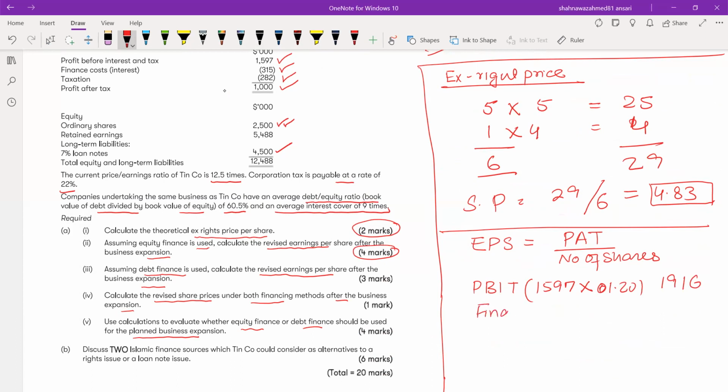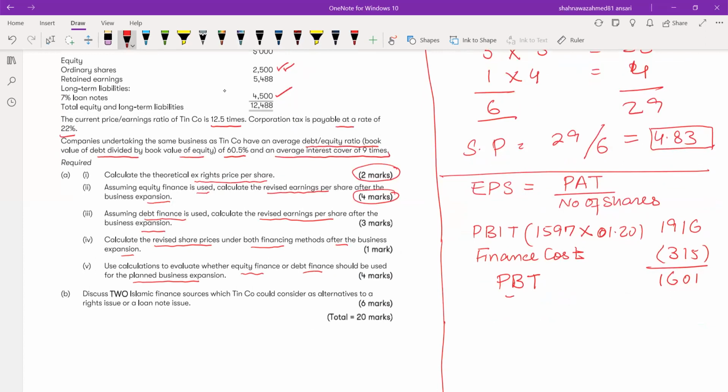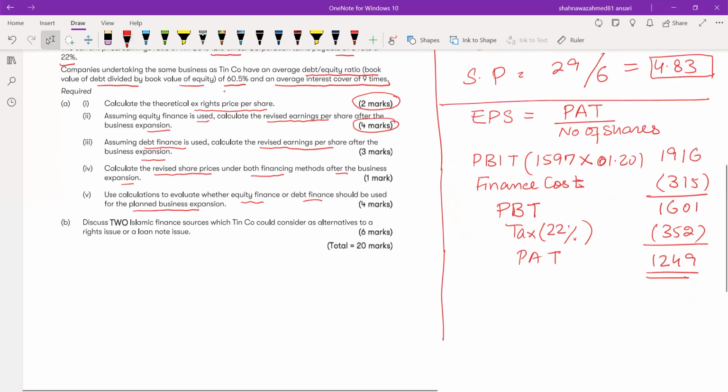Finance cost, as a result of equity financing, there will be no change on the existing finance cost, which is 315. So profit before tax is 1601. Taxation 22%, that is 352. And profit after tax is 1249.